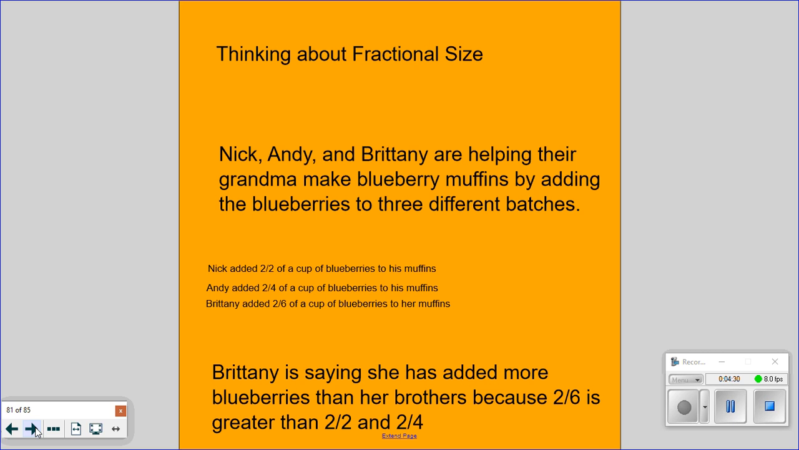Before we start talking about that, let's make sure we write down who's got what. So in your notebook, I want you to write Nick. And Nick had the fraction 2/2 of blueberries. Underneath that, we're going to write Andy. We know Andy in our problem had 2/4 of a cup. And then we have Brittany, who had 2/6. That way we have those fractions and we can look at them and remember.